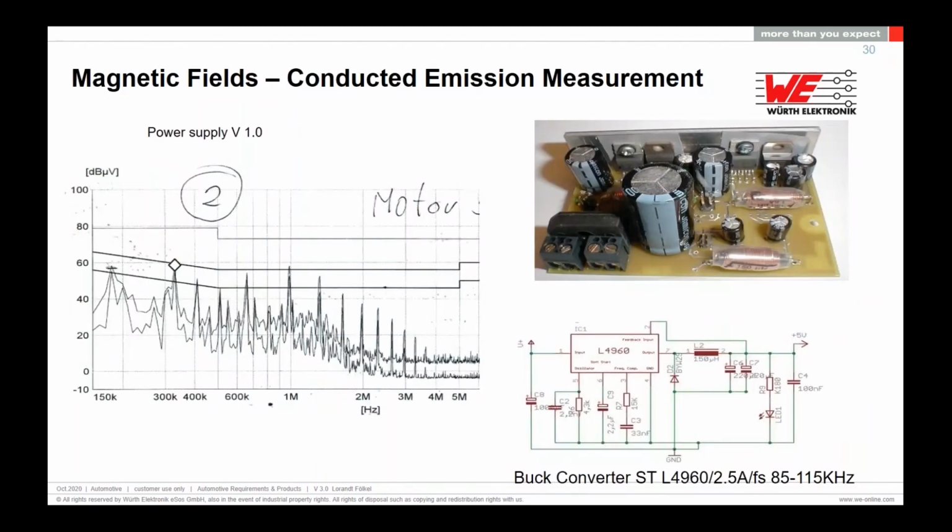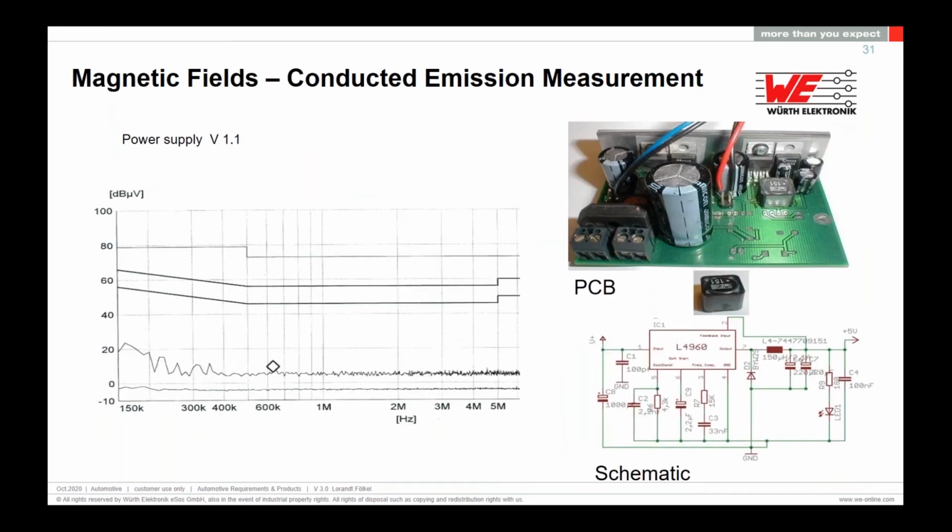A nice example from a customer who did not pass the conducted emission with an electrical motor, and he was using that kind of rod core inductance. We changed them from rod core inductance to the shielded version, and then he passed the EMC test, and you can see the bottom line is the noise floor of his receiver. So he was coming from this noise to that noise, which is sometimes a big step.